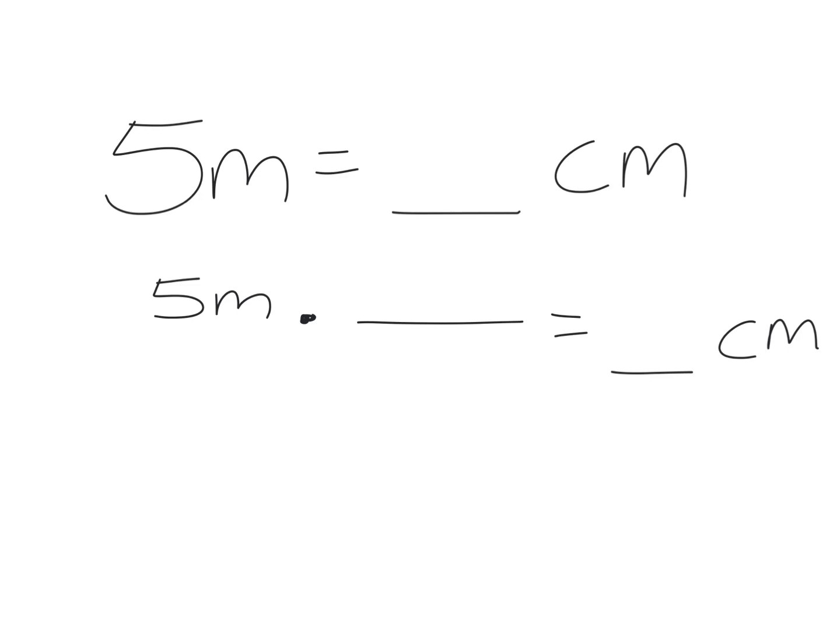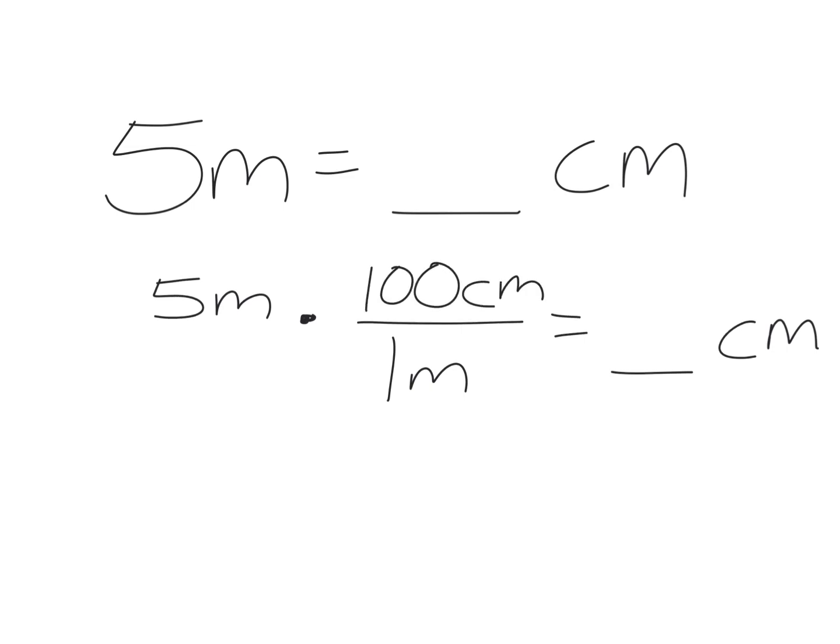What is the relationship between meters and centimeters on your conversion chart? What does it tell you on your conversion chart? 1 meter equals 100 centimeters. 1 meter is 100 centimeters. Okay, so I'm going to use that. 1 meter is 100 centimeters.